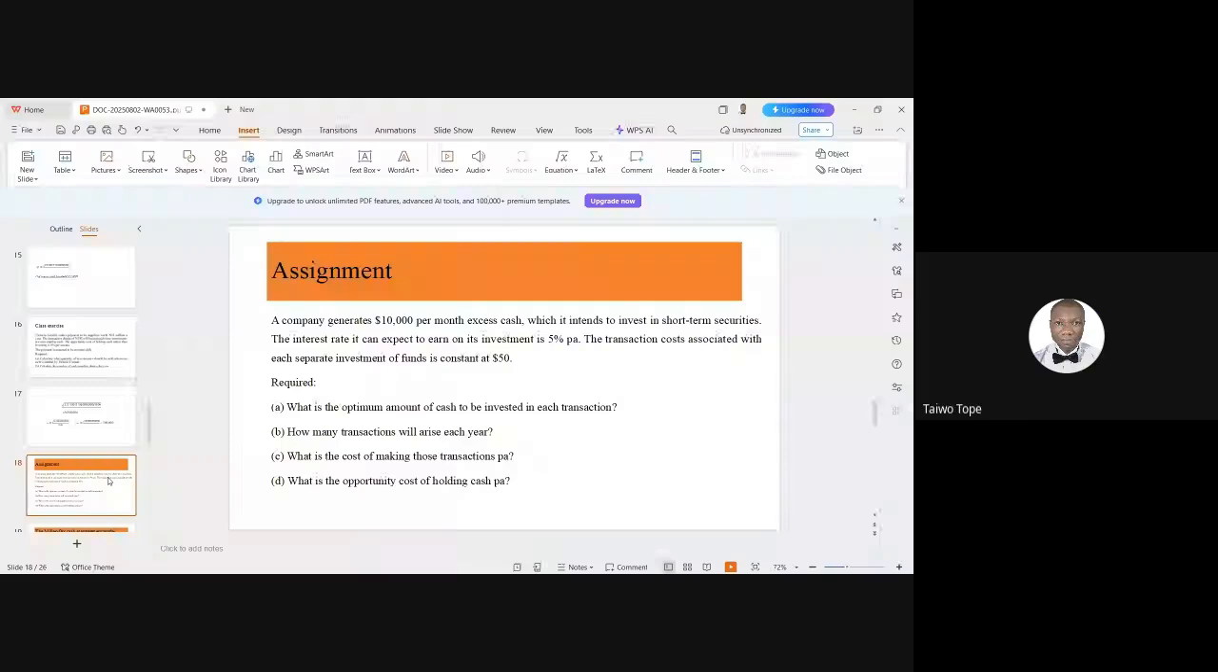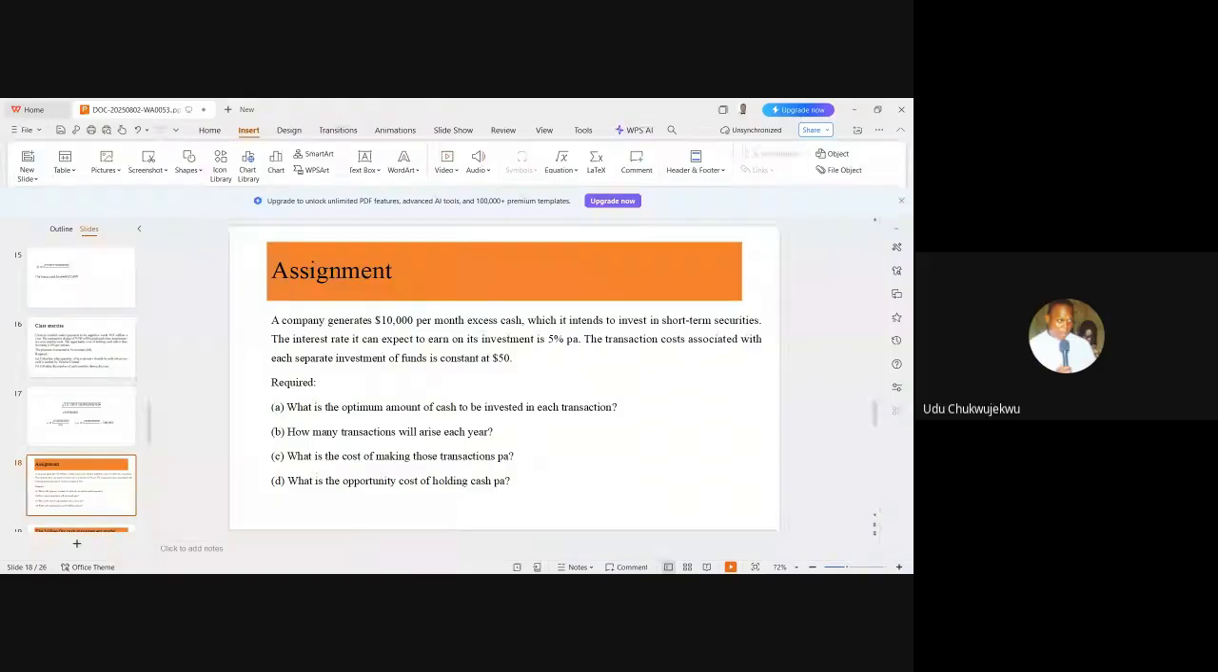So this is an assignment question for us to make an attempt. So that is the Baumol model. We have another one, another interesting one.